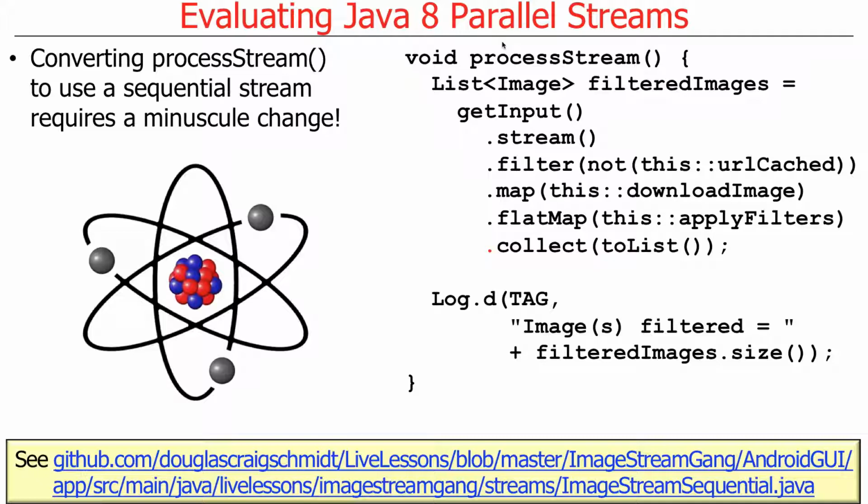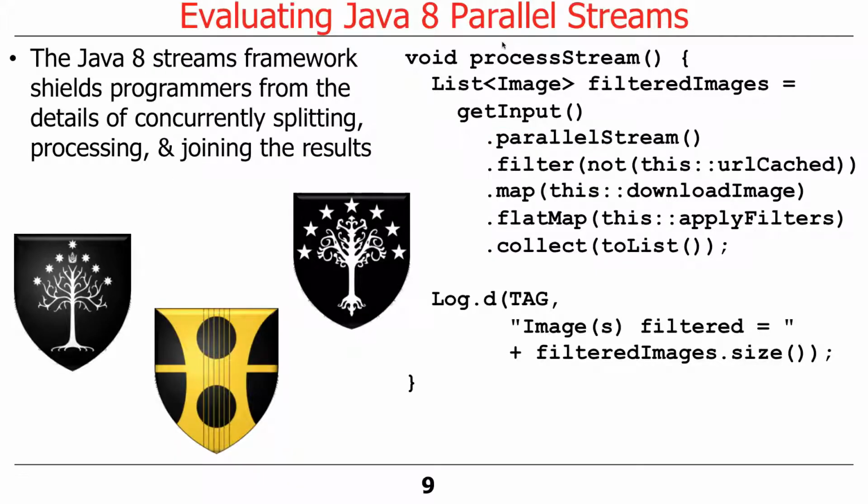Often the changes to go from sequential approaches to parallel approaches are minuscule. We just go from stream to parallel stream. And the Java 8 framework shields developers, us, from lots of low-level details. So we don't have to think about how we split stuff up into pieces. We don't think about how we have to process each piece concurrently. We don't have to think about how we're going to join the results. All we have to do is think about what we want to have done, and the framework does much of the heavy lifting for us, all of which is very cool.